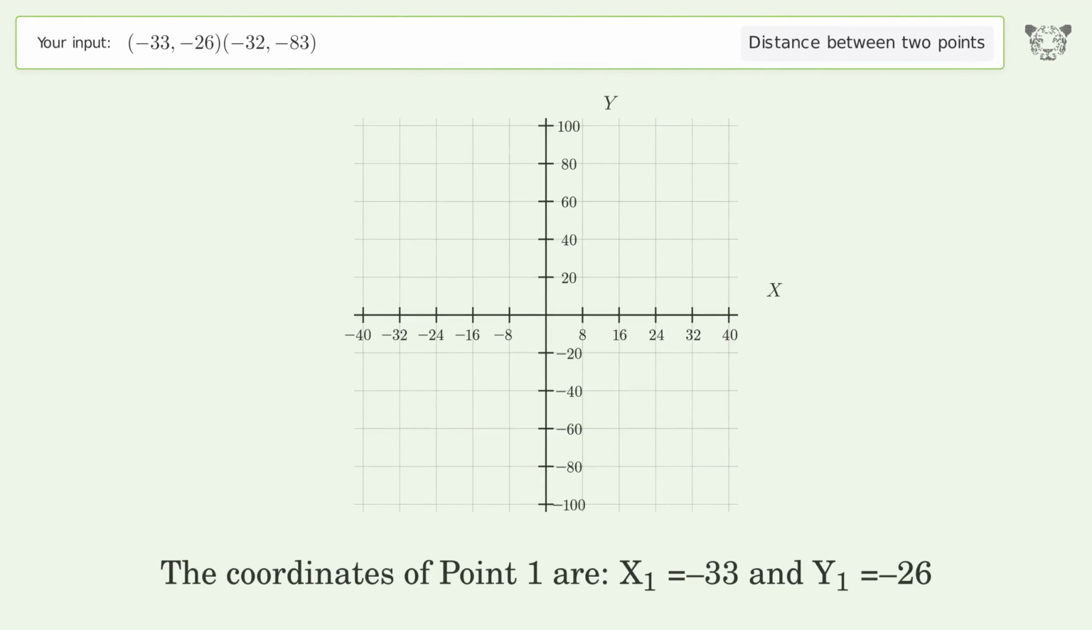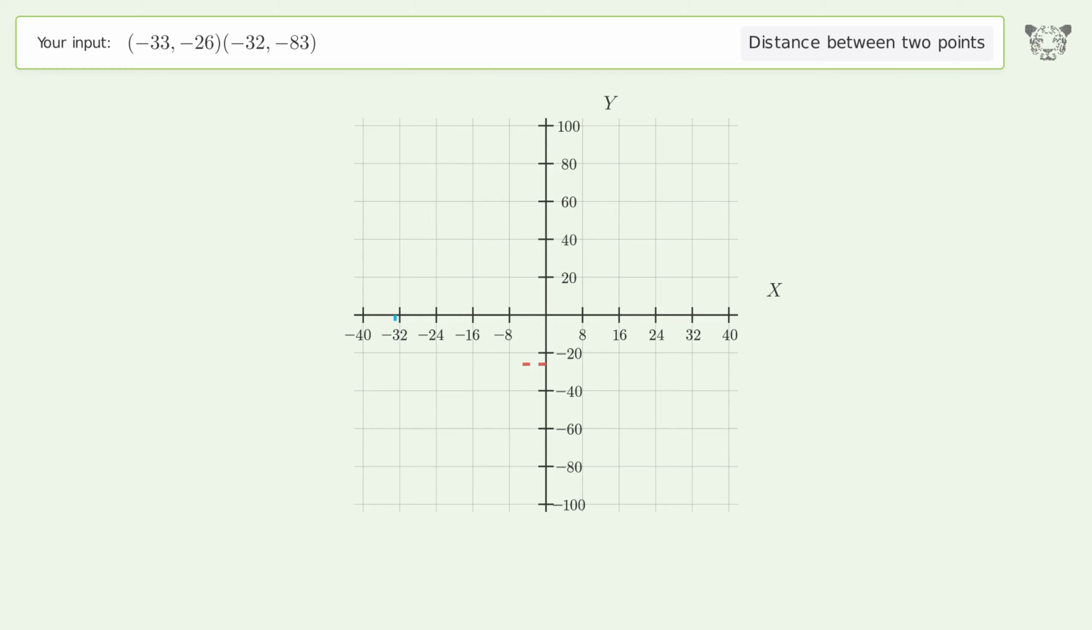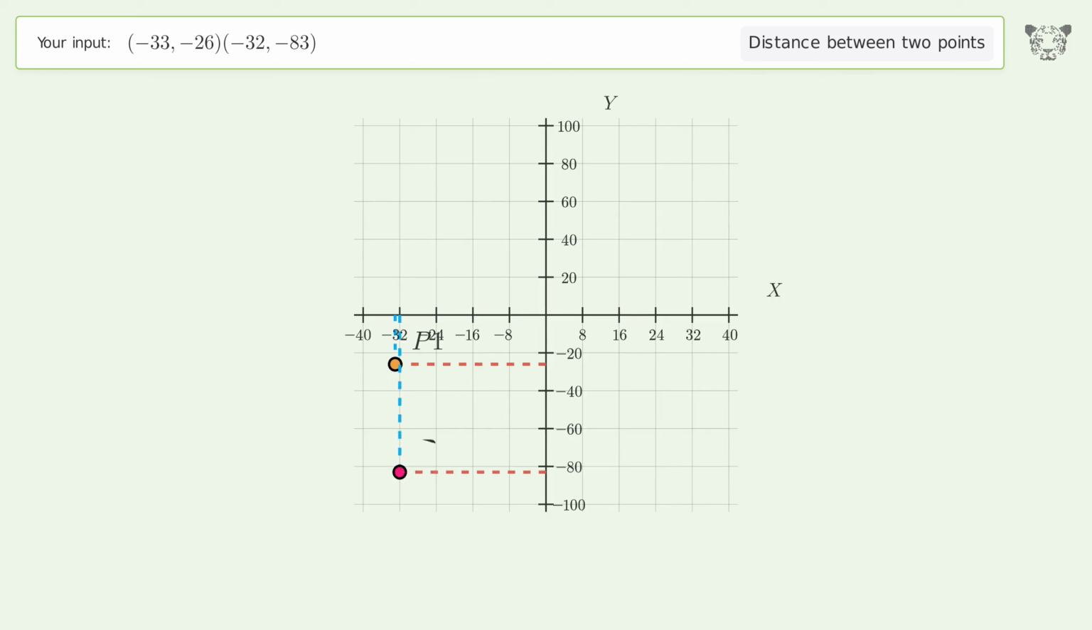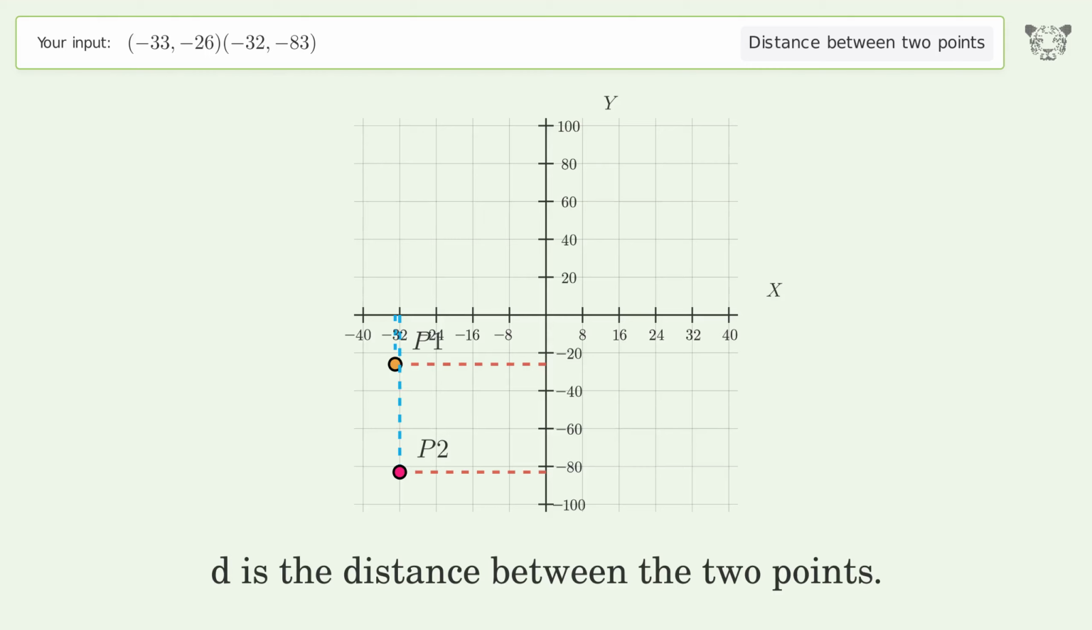The coordinates of point 1 are, x1 equals negative 33 and y1 equals negative 26. The coordinates of point 2 are, x2 equals negative 32 and y2 equals negative 83. D is the distance between the 2 points.